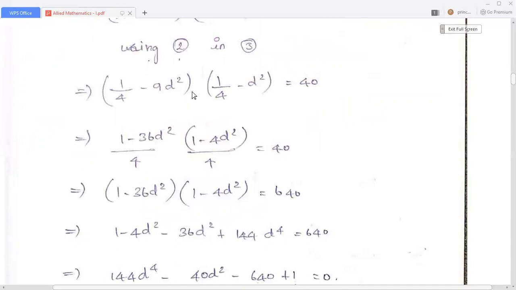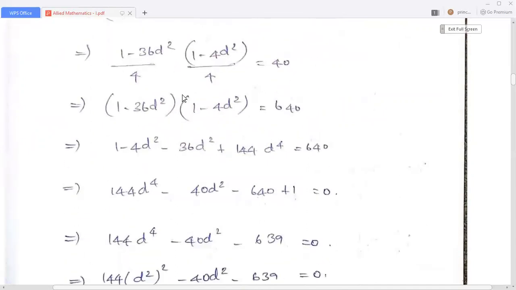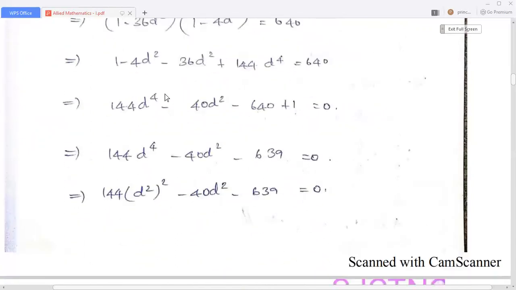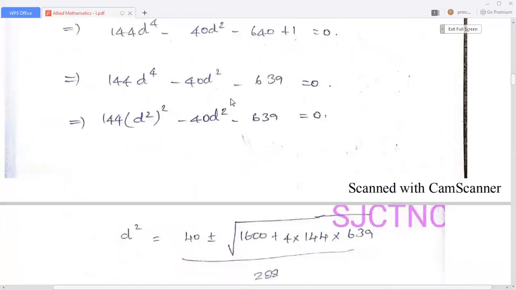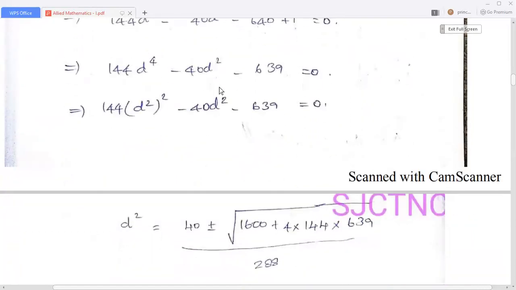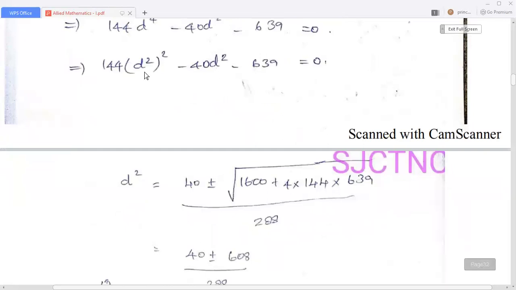When you simplify this after term by term multiplication, we get a fourth degree polynomial equal to 0 in terms of d. That is 144 d power 4 minus 40 d square minus 639 equal to 0. Now we can form a quadratic equation in terms of d square. That is 144 (d square) whole square minus 40 d square minus 639 equal to 0.